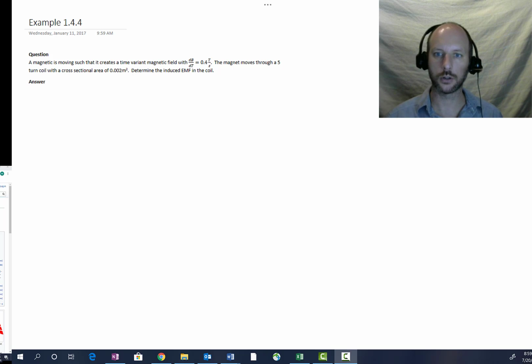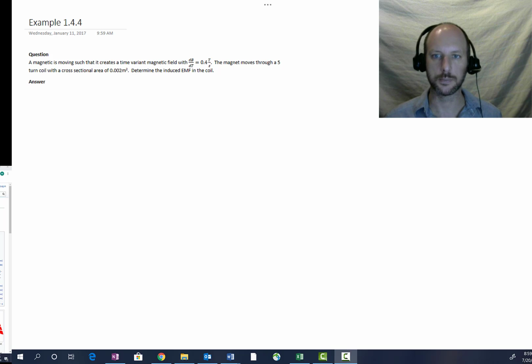Any generator, the generation action is based on a moving magnetic field, or a coil that moves in proximity to a magnetic field. And so this is the basic science by which all electricity is generated, this concept of Faraday's law of induction. It's all based on this concept of magnetic field strength.